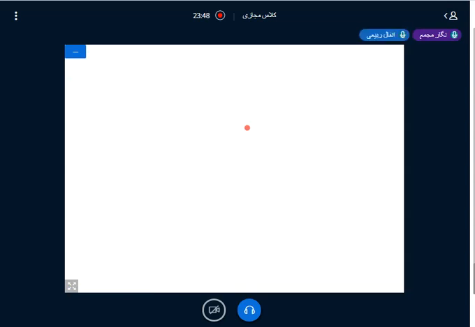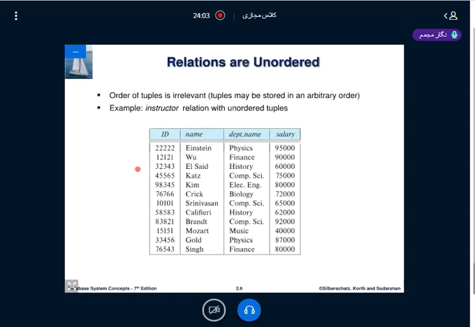And the order of the tuples is not important, and the tuples can change. The order of the tuples can change, and the order of the attributes can change too. And the position of the tuple.